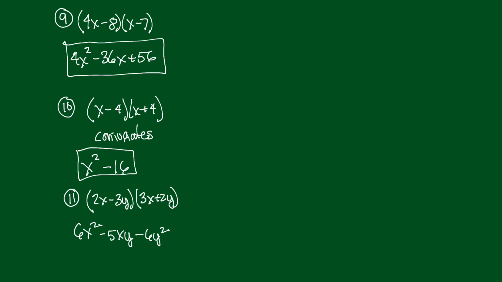So what I did here was first and the first, there's the 6x squared. And then keep track of this. The outer product is 2x times 2y, 4xy. The inner product is negative 9xy. So 4xy minus 9xy is negative 5xy. That's where that all comes from.